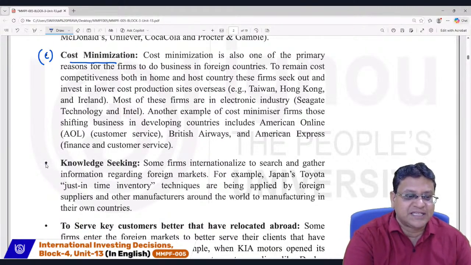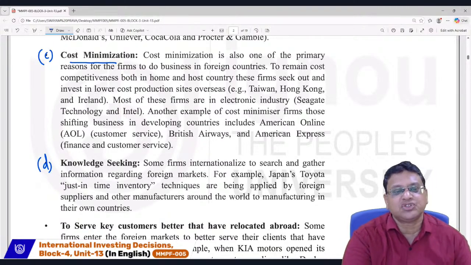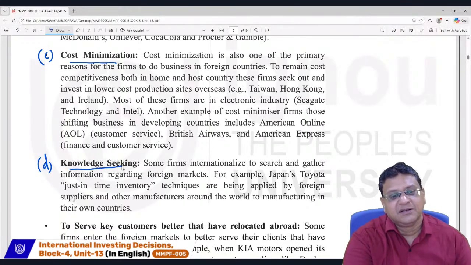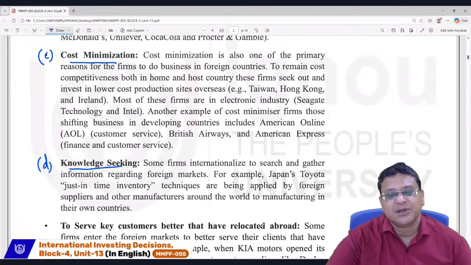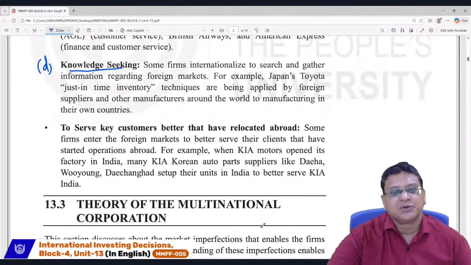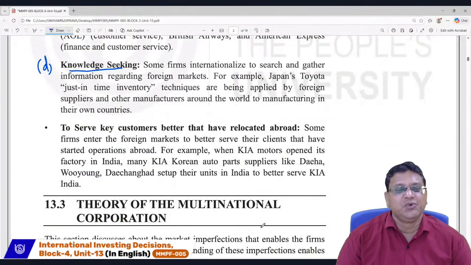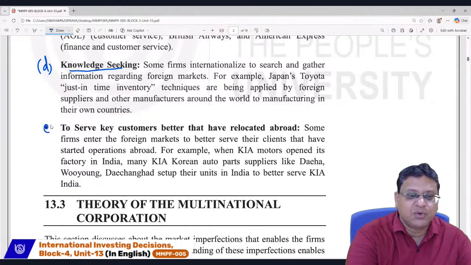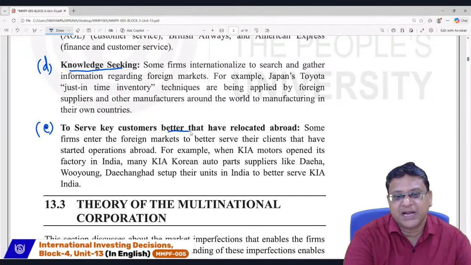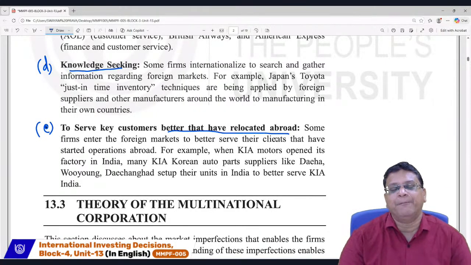Next one is knowledge seeking. In search of knowledge, people go to different countries. Many electronic companies go to Japan to know new technology, new way of doing business. Okay, knowledge seeking. Next, to serve the consumers better that have been relocated abroad.